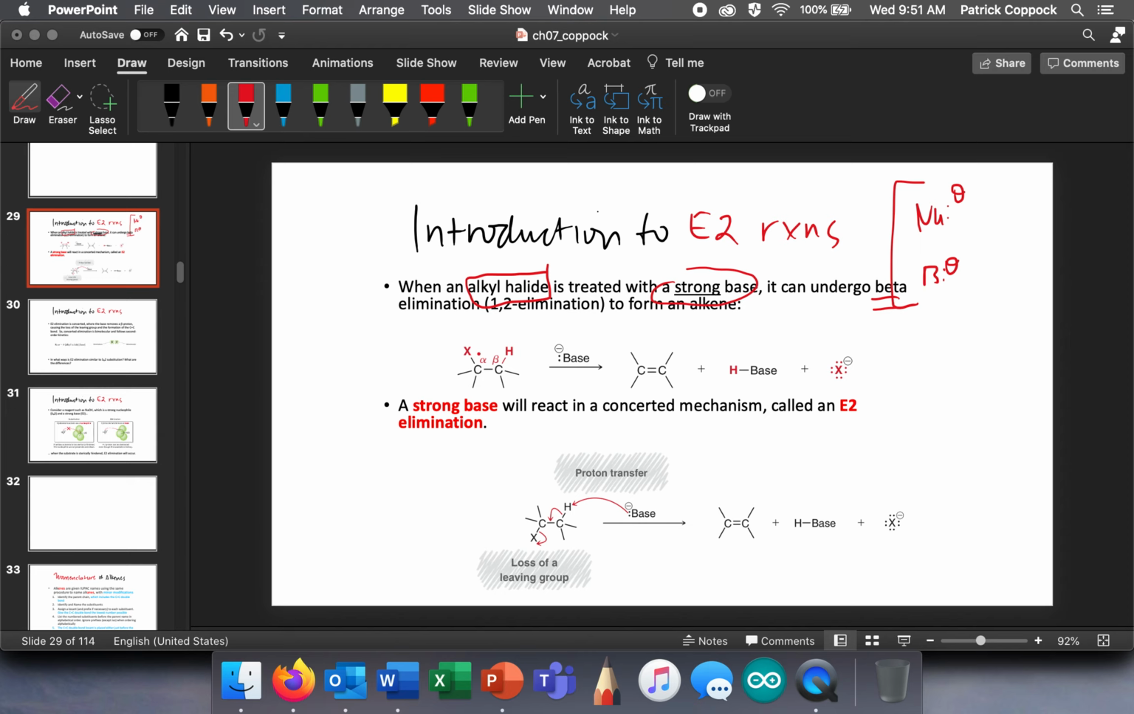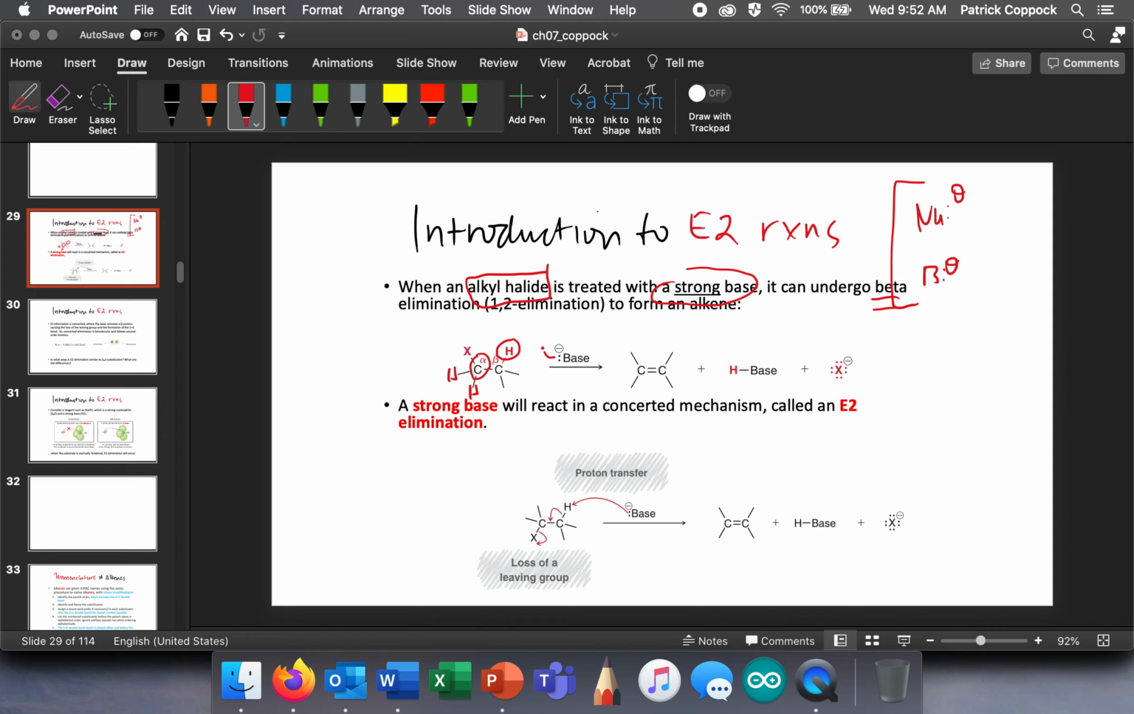You have your alpha carbon, that's alpha with respect to the halogen. So there's your beta carbon, and of course if this is a carbon, that's also a beta carbon. All the carbons that are one away are the beta carbons. Let's keep this simple for now. So let's suppose that there's only one beta carbon, and if there's only one beta carbon, here's your beta hydrogen.